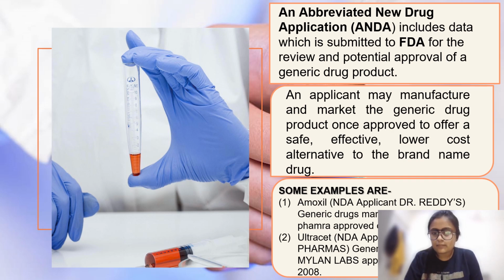The very first is Amoxil, NDA applicant Dr. Reddy's, generic drug manufacturer M.Pharm, approved on November 9, 2005. The second one is Ultraset, NDA applicant Janssen Pharma, generic drug manufacturer Mylan Labs, approved on 26 September 2008.